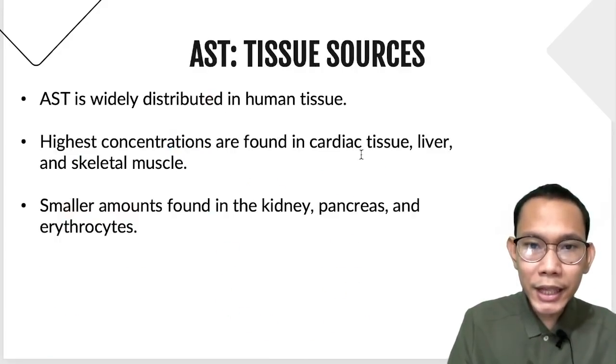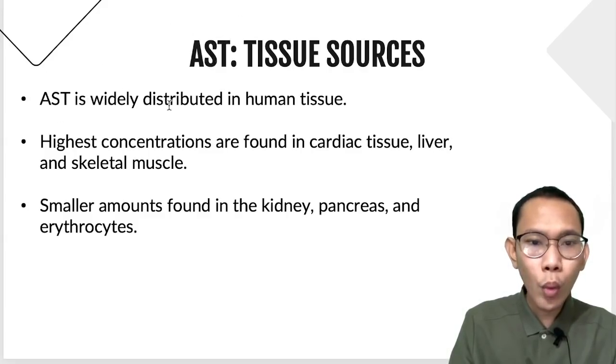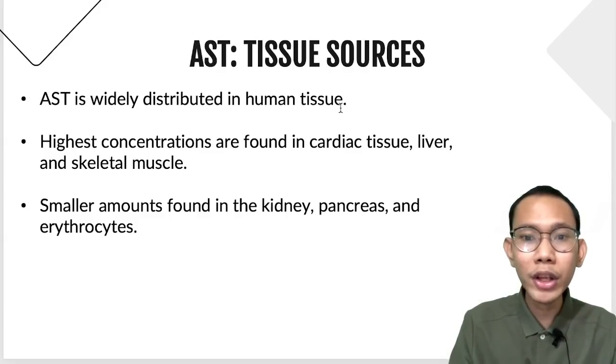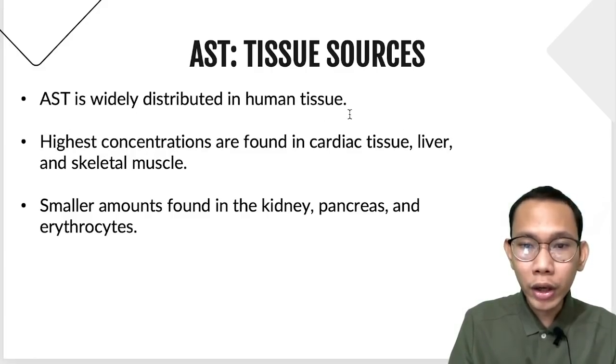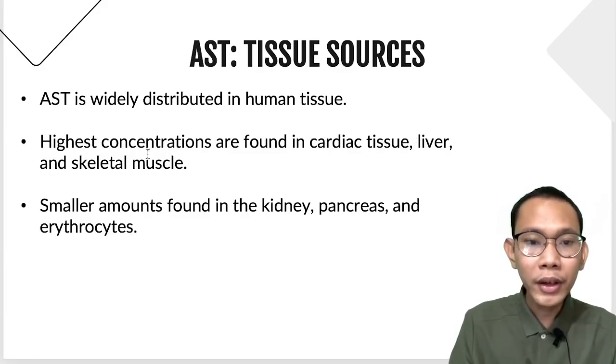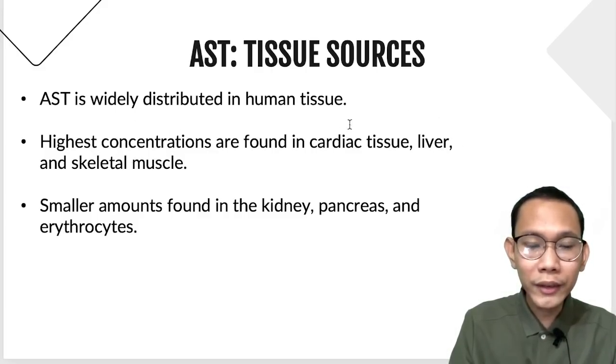Now let's take a look at these different tissue sources. So when we say tissue sources, saan ba natin natatagpuan yung mga AST? So AST is widely distributed in the human tissue. Remember that it is high in your cardiac tissue, liver, and your skeletal muscle. So again, mataas siya sa concentration sa ating puso, liver, and your skeletal muscle.